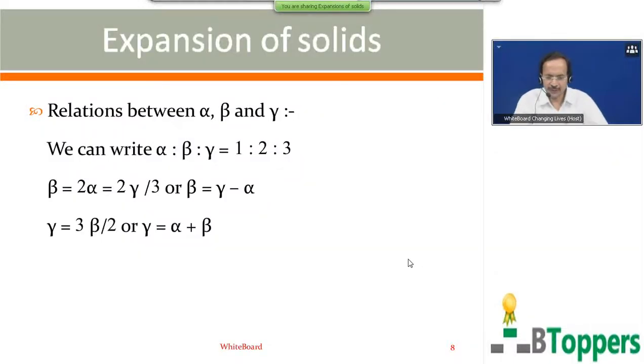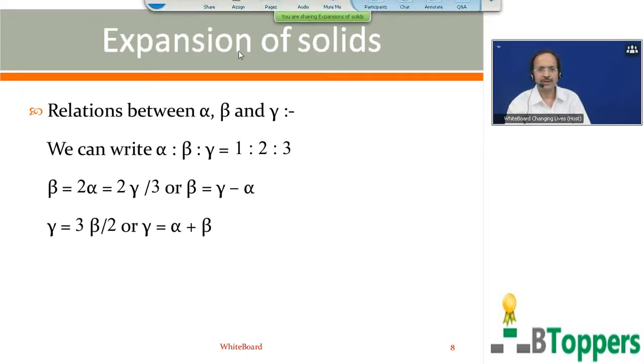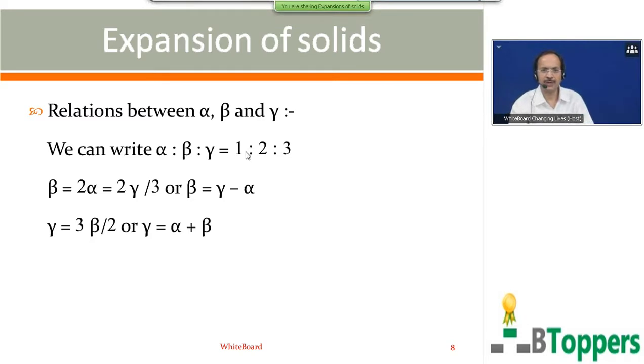So now I am going to show the conclusions of the discussion I have done and notes for whatever I have discussed in this class till now. Relations between alpha, beta and gamma. We can write alpha is to beta is to gamma is equal to 1 is to 2 is to 3. We can write beta equal to 2 alpha or 2 gamma by 3. Or beta can be written as gamma minus alpha. So gamma can be written as equal to 3 alpha.